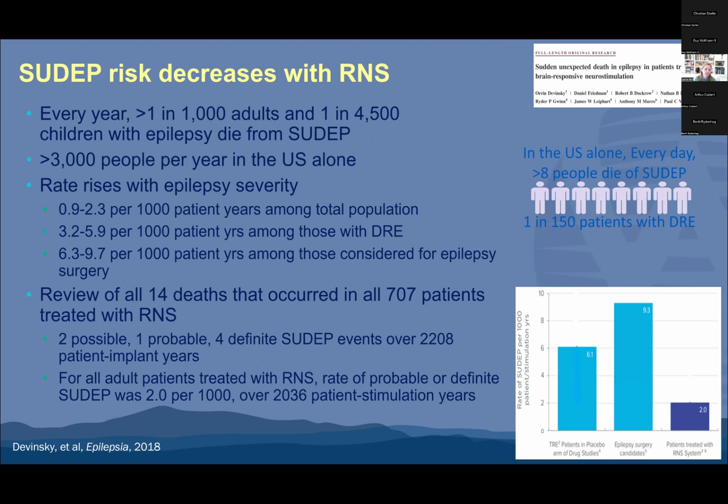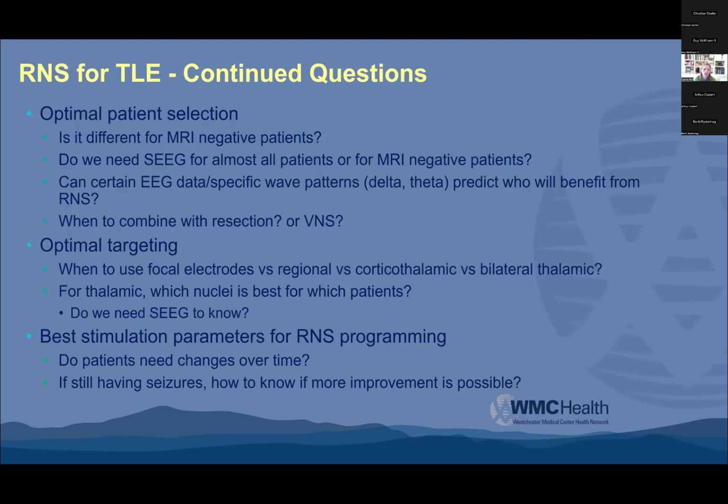And SUDEP risk seems to decrease with RNS. In the average population of patients with epilepsy, SUDEP is very rare. However, in patients who are considered for epilepsy surgery, those with significant drug-resistant epilepsy, the rates are between 6 and 9 per 1,000 patient years. With the RNS in place, it brings it down to about 2 per 1,000 patient years. So there's still a lot that we need to know before we can start recommending RNS for everyone with temporal lobe epilepsy.